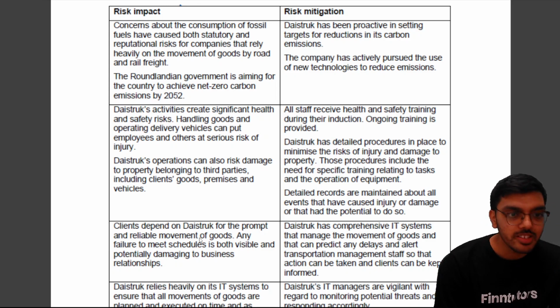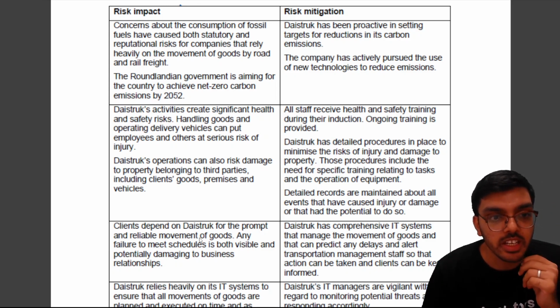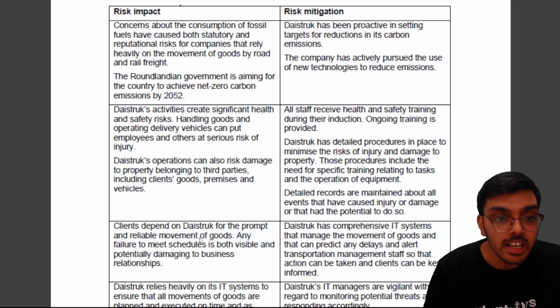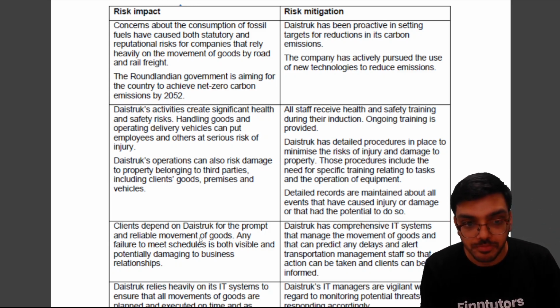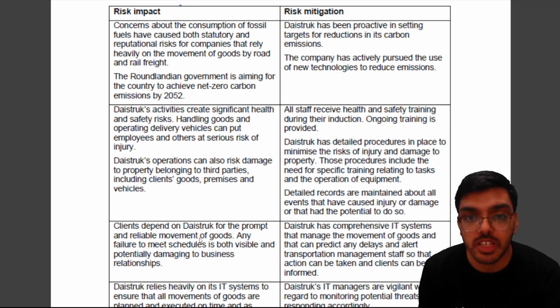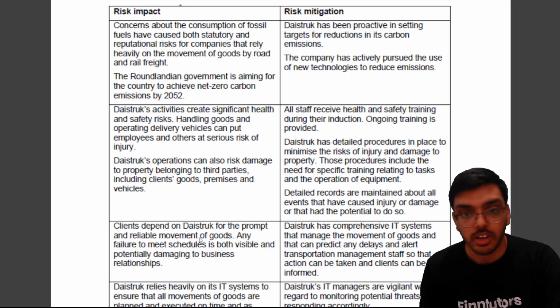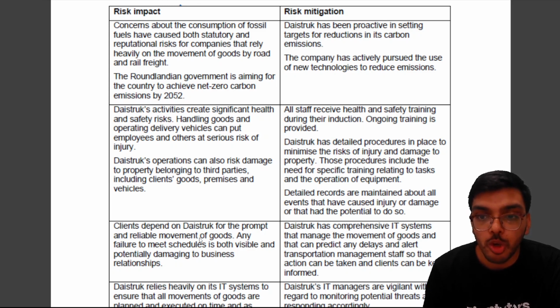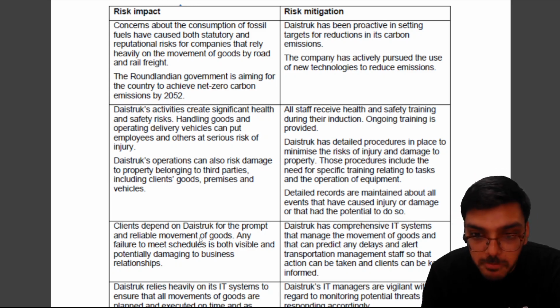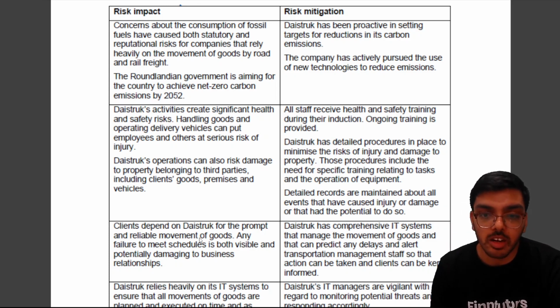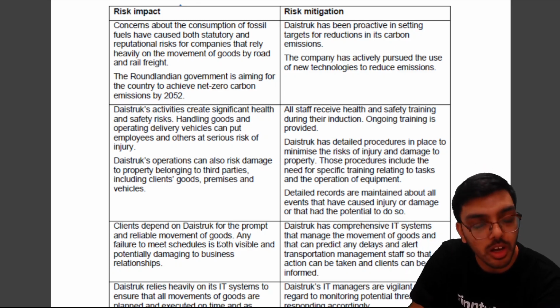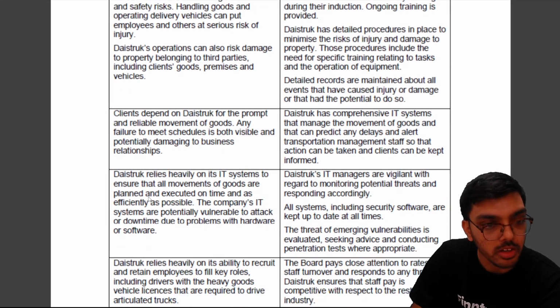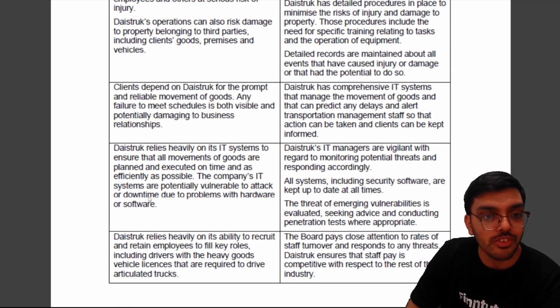Okay. Second, Daistruk's activities create significant health and safety risks. Handling goods, operating them, there's a risk of injury always, right? We've also spoken about this. Regulatory risks, safety risk, we spoke about this. What are we doing? All staff receive health and safety training. Daistruk has detailed procedures in place to minimize the risk of injury and damage to property. And detailed records are maintained about all events that have caused injury so that in the future that same mistake doesn't occur.